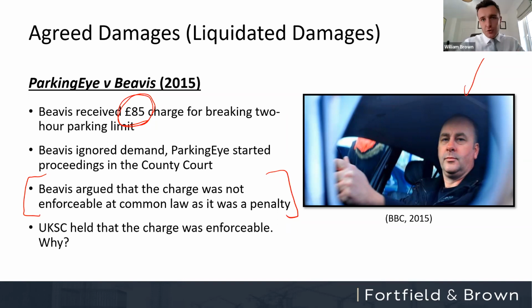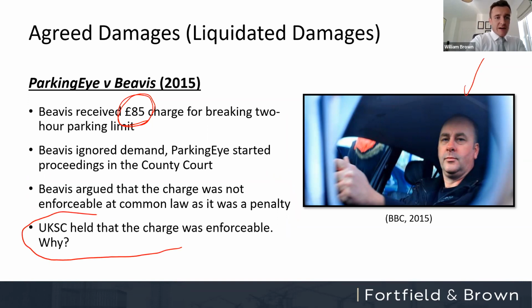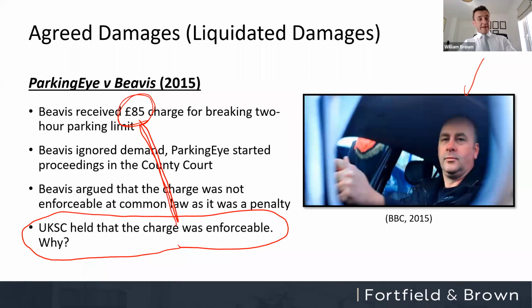And that was the issue that ultimately had to be wrangled by the Court of Appeal, or sorry, the UK Supreme Court. So the UK Supreme Court decided that the £85 ticket was enforceable. And in doing so, they slightly reformulated the test for what amounts to a penalty and therefore what amounts to a valid liquidated damage provision. And the test is now this. It's not on the slide, but I'll say it for the purposes of the recording.